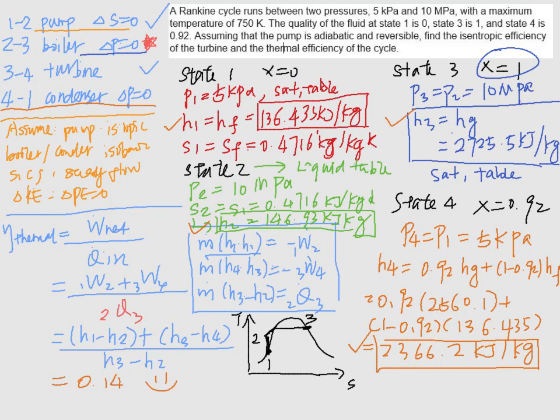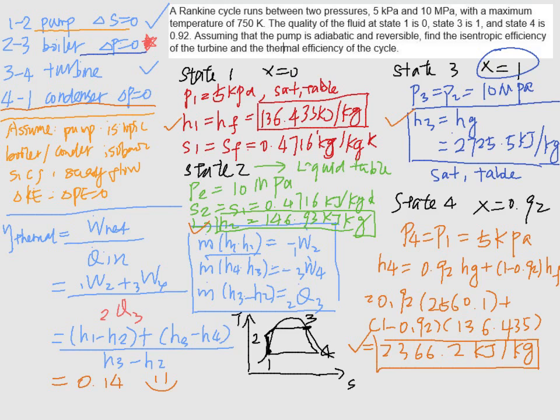After the boiler, we go through the turbine. Ideally, it should go straight down, but usually it's not ideal, so it's going to go a little bit to the right. This will be our state 4. That's why it's very close to 1, but it's not at 1. In this case, it's 0.92. And then it goes back to state 1, closing this cycle.